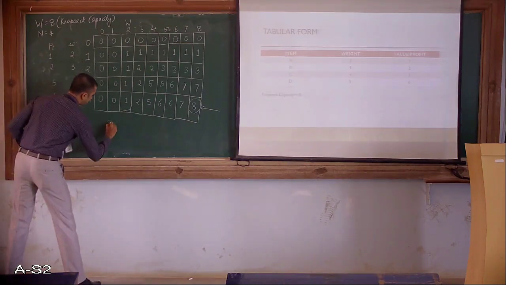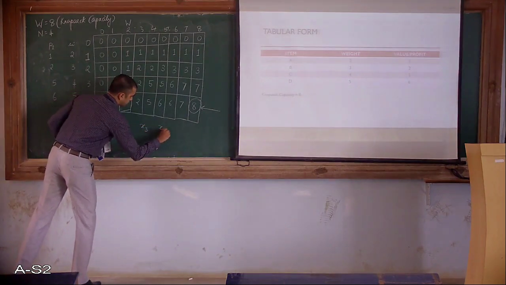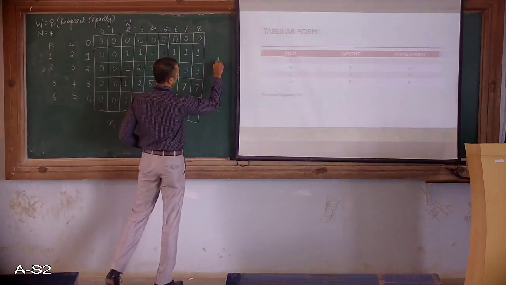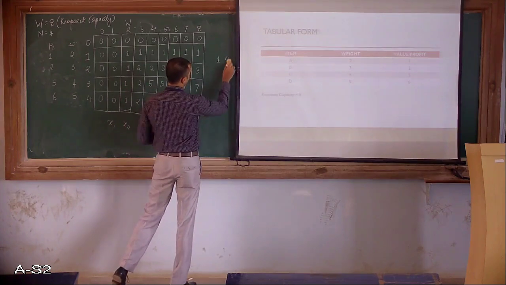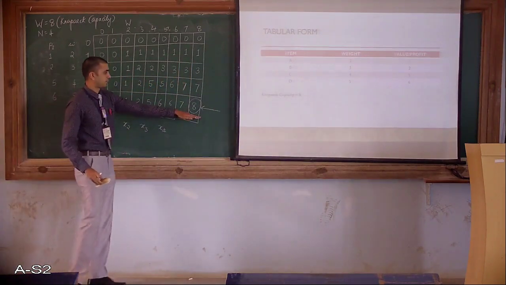So I'll call them x1, x2, x3 and x4. When I include any object, I'll denote it by 1. If I exclude any object, I'll denote it by 0. So I'll follow the same terminology here. What is the maximum profit that I've got?